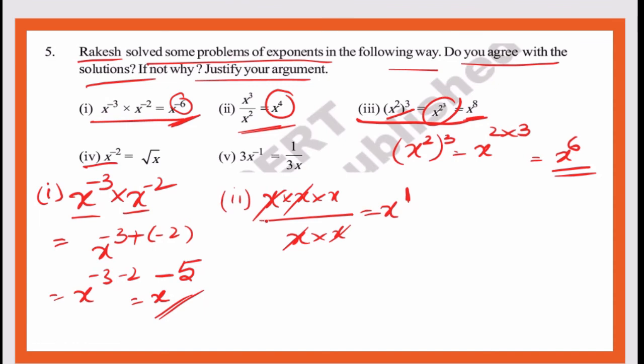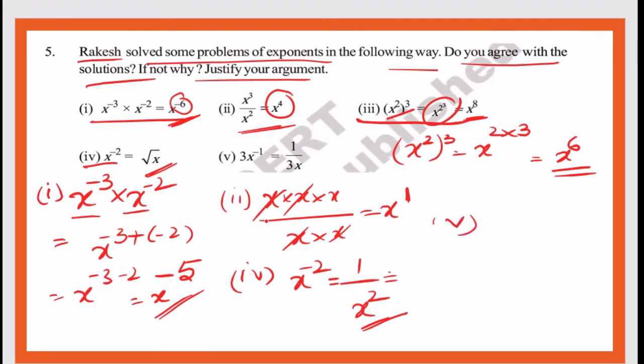Next, question number 4. If you observe question number 4, x power minus 2. We know a power minus n can be written as 1 by a power n. So I need to write it as 1 by x square, right? But what did he do? He has taken square root. So that was his mistake, right?